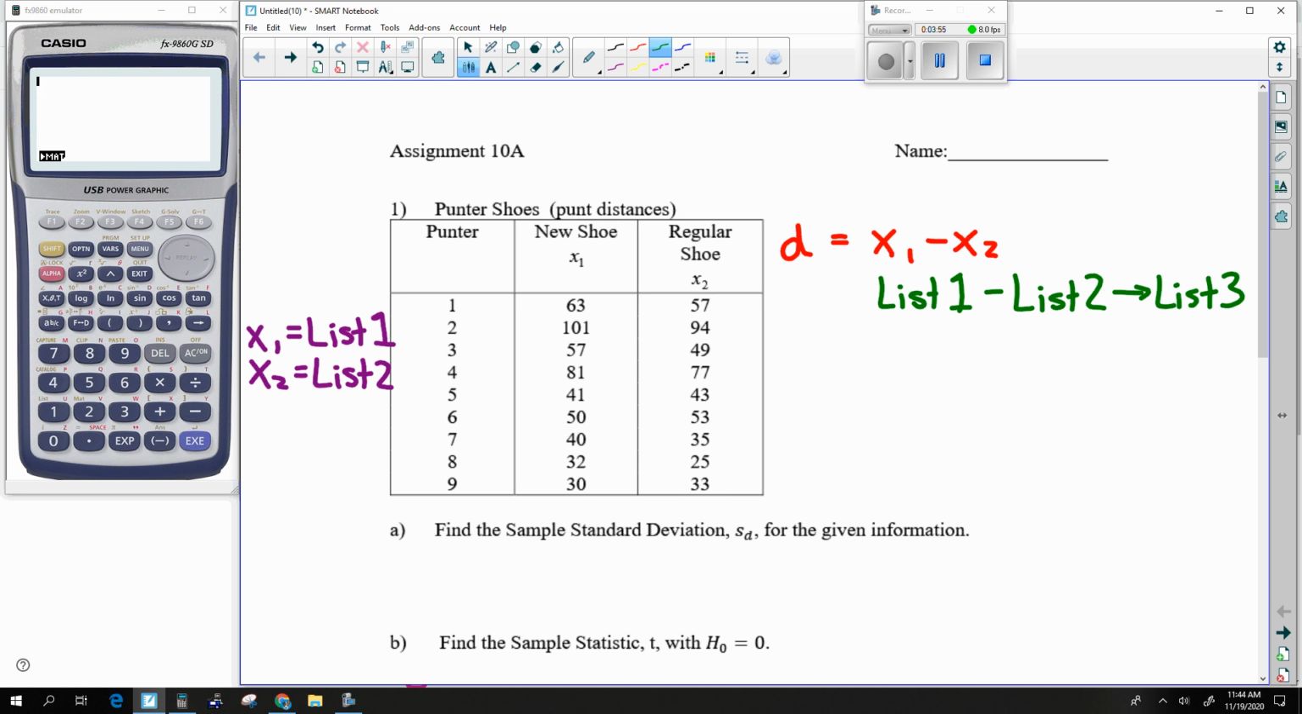So let's go ahead and do that and make sure we know how to use our calculator. I know it's probably been a while since we used these lists and how to store things. So let's go ahead and talk about some of these aspects of our calculator. So we go to our stats, we clear things out if we need to, and then we're going to enter the new shoe as list 1.